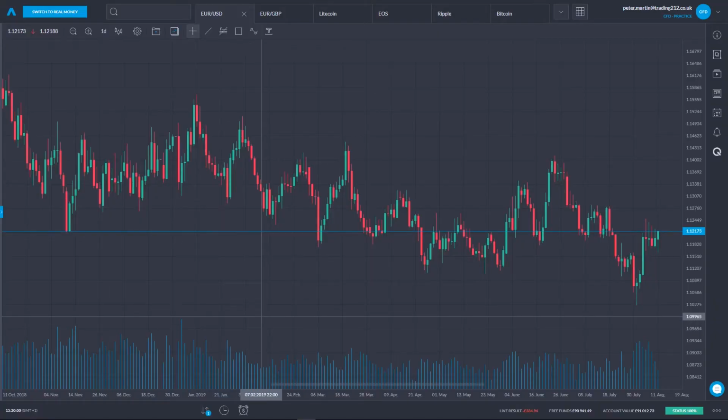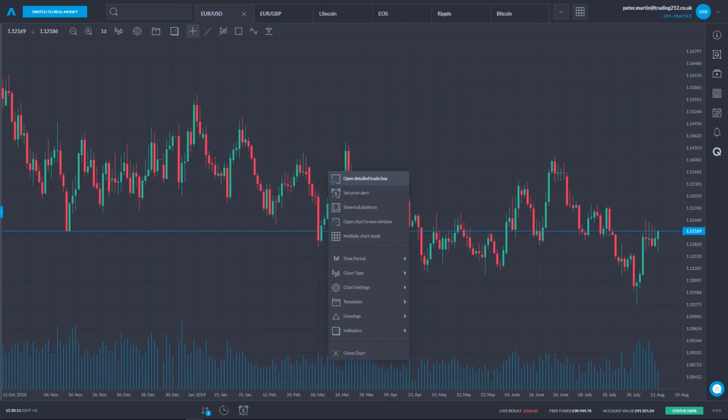So having introduced the euro against the US dollar currency pair, let's take a look now at how euro-dollar looks within Trading 212's web app. Here I am in Trading 212's web app, and I'm looking at a chart of euro against US dollar. Now what I'm going to do is just right click here and click Open Detailed Trade Books, just so that we can look at the price that we can trade at for euro against US dollar.